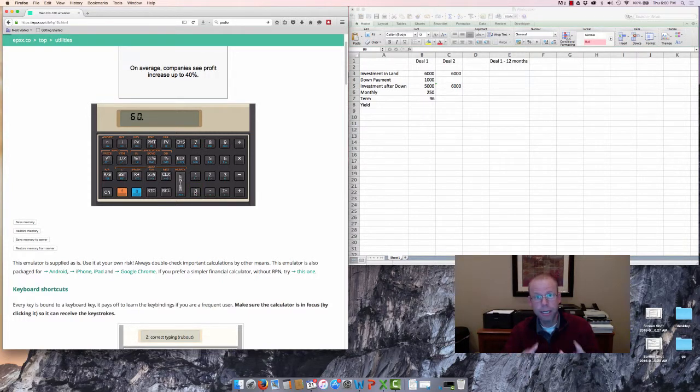I don't look at margin. I look at my annual return on my money, on my investment. The way you do that is you come over here and start using the financial calculator, the time value of money section. So 96 months, the N represents the months.